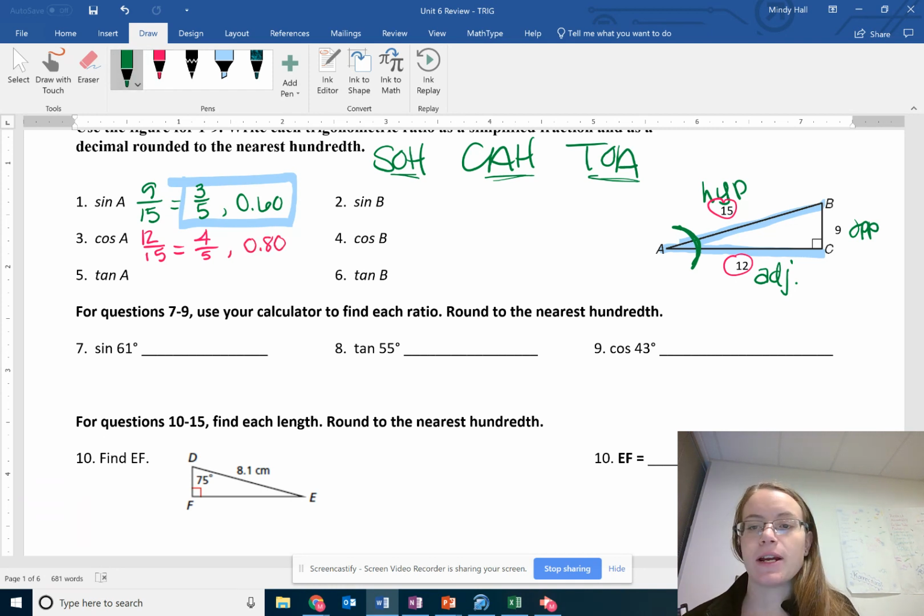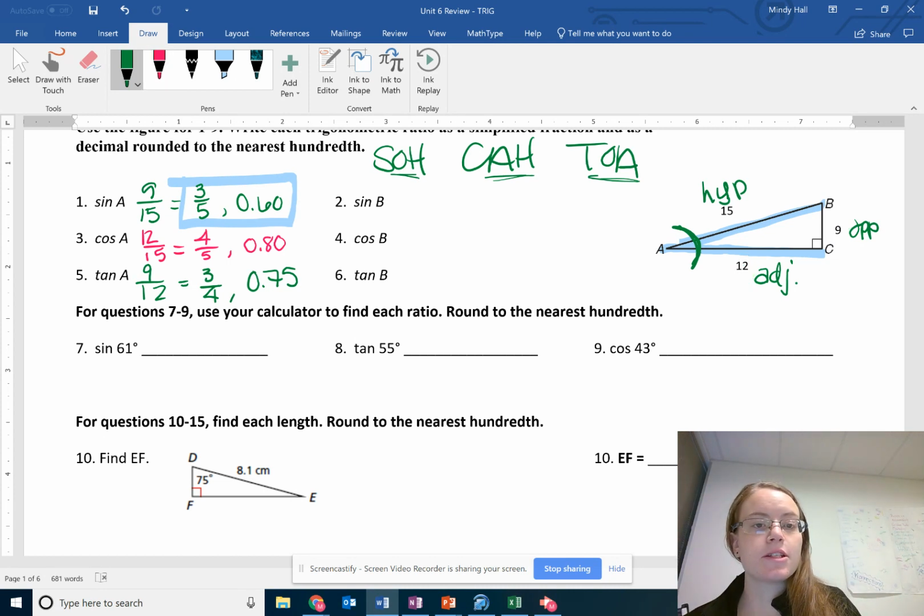And then for tangent of A, it is opposite over adjacent. So 9 over 12. And 9 over 12 can also be simplified by dividing by 3. So that becomes 3 over 4, which is 0.75.